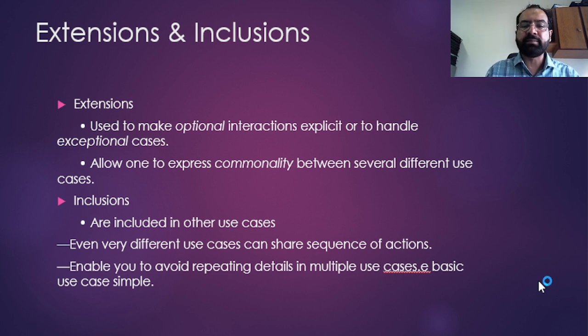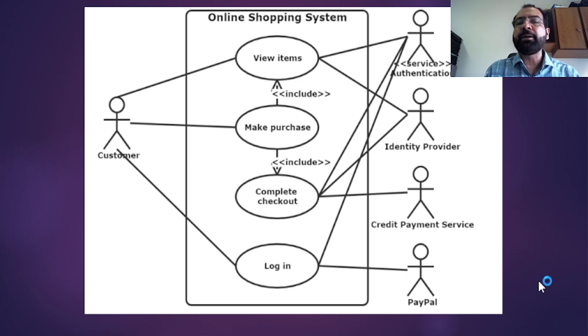Example, basic use case. A simple example you can see here, the online shopping system. Here you can see view items include make purchase. So if you go for view items, it is important for you to look for a purchase. So make purchase is a part of view items. So if you perform view items, you can also go for and perform make purchase. Similarly, complete checkout. So this is also represented here. If you want to make a purchase, you need to complete checkout.